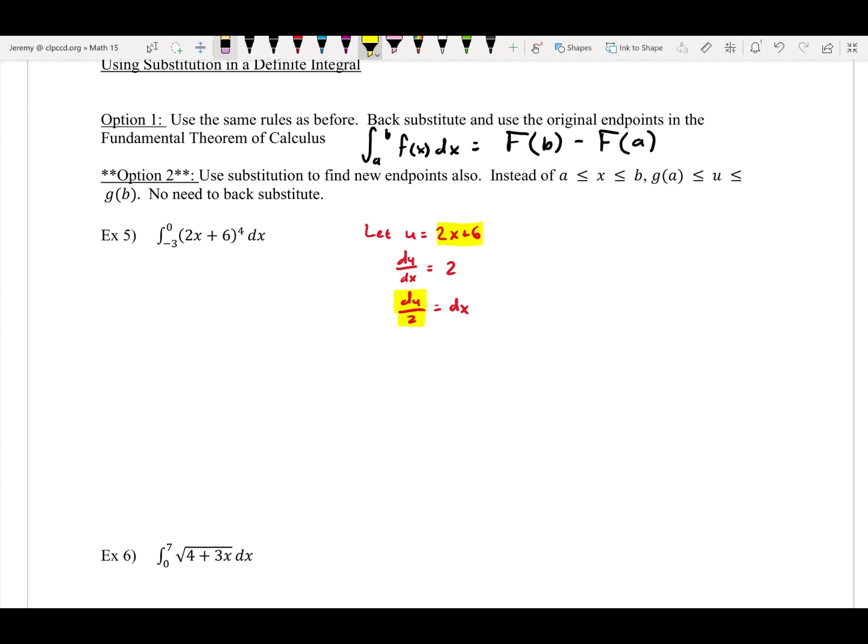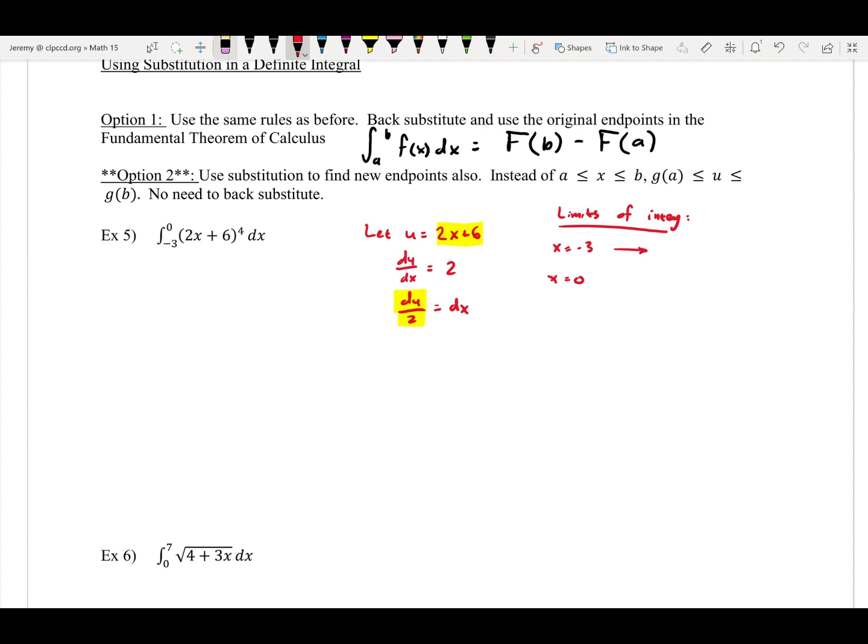Now, how about the limits of integration, though? Because we have negative 3 and 0. Those are x values. So over here, I have my limits of integration, and I have two of them. I have x equal to -3 and I have x equal to 0. These are x values. I would like to make them u values.